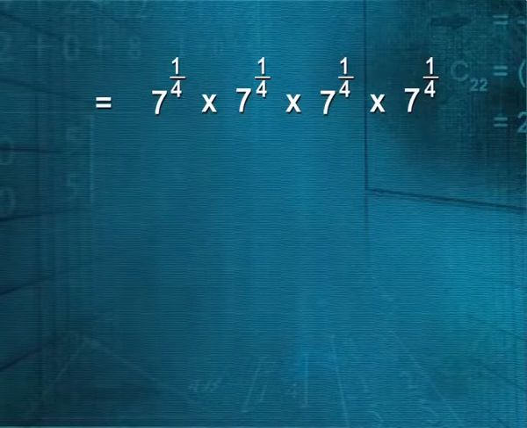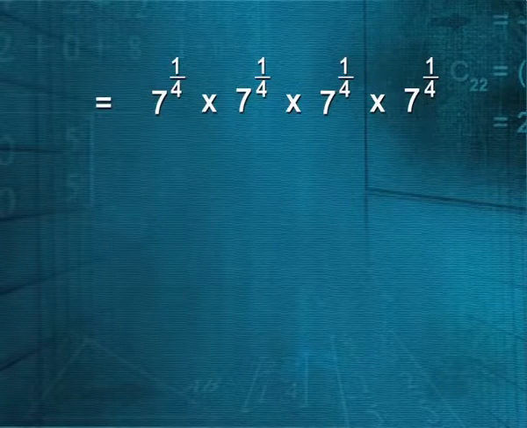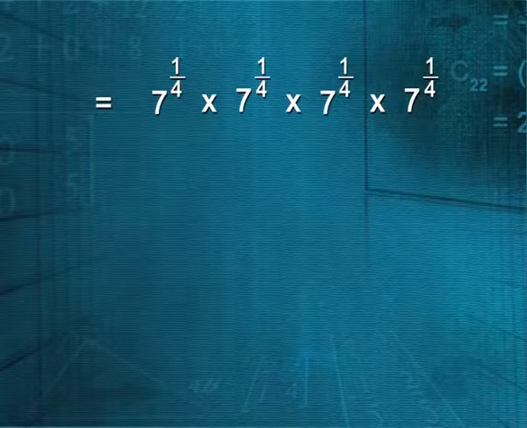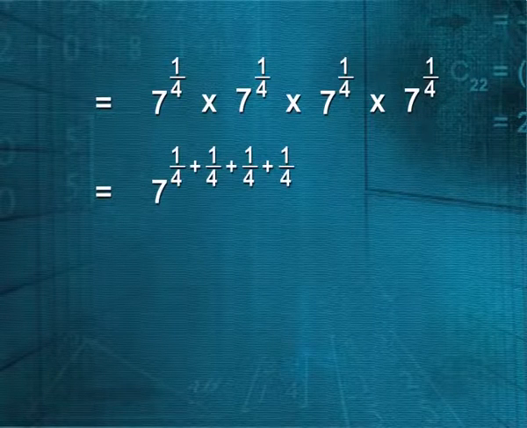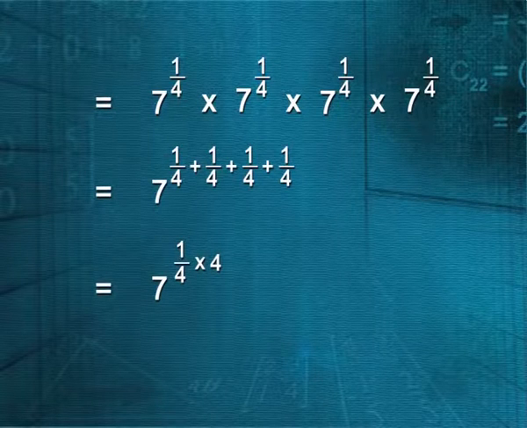Let us see one example. 7 raised to power 1 by 4 multiplied by 7 raised to power 1 by 4 multiplied by 7 raised to power 1 by 4 multiplied by 7 raised to power 1 by 4, 4 times. This is equal to 7 raised to power 1 by 4 multiplied by 4, which is equal to 7 raised to power 1 by 4 into 4, which is 7. This is called the fourth root of 7 because 7 raised to power 1 by 4 multiplied by 4 gives you 7.